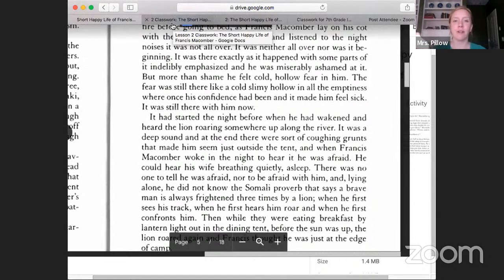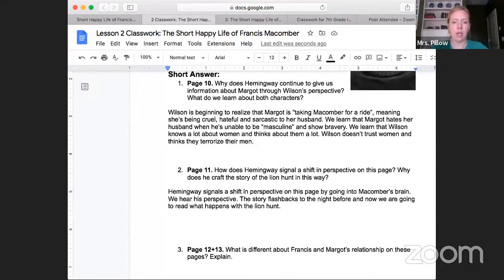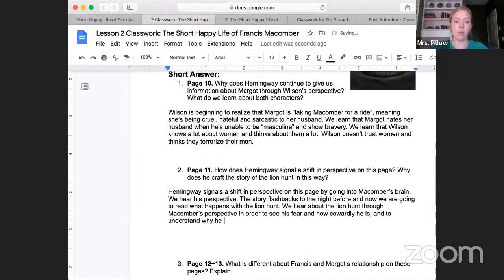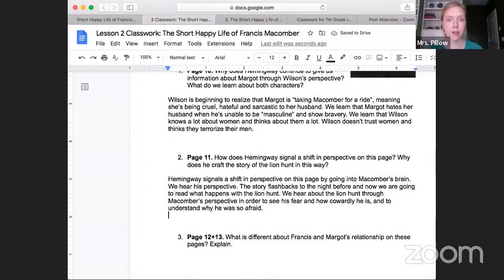How would this be different if we heard it from Wilson's perspective, Yuhan? We wouldn't know exactly why Macomber was afraid. Good. And is Wilson afraid of lions? No. Exactly. So we hear about the lion hunt through Macomber's perspective in order to see his fear, how cowardly he is, and to understand why he was so afraid. I think the way you put that was perfect. So we're getting a little more motivation, a little more character detail.